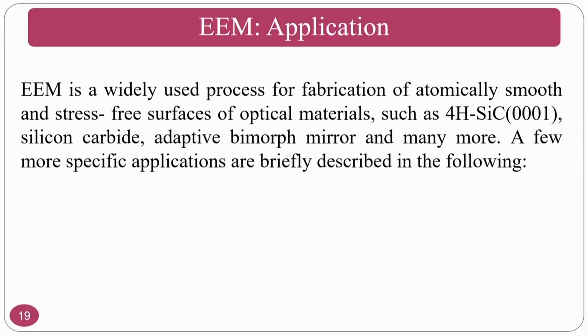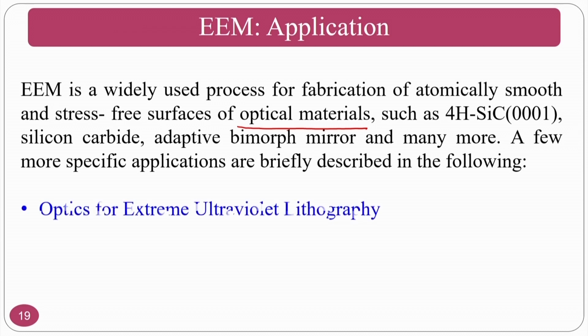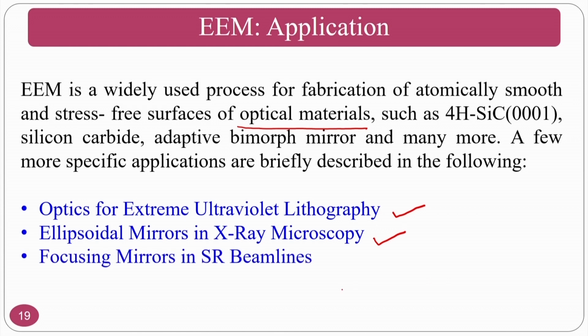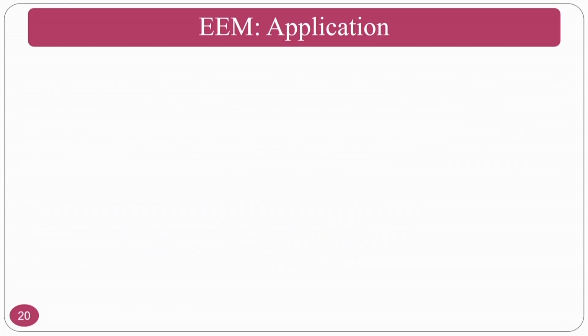If you see the applications of elastic emission machining, as I said in the first slide, elastic emission is a widely used process for fabrication of smooth, stress-free surfaces in optical materials such as 4H SiC (silicon carbide), adaptive biomorph mirrors, and many more. A few specific applications are optics for extreme ultraviolet lithography, ellipsoidal mirrors for X-ray microscopy, and at the same time, focusing mirrors in the SR beam lines. These are the major applications of this elastic emission machining process.